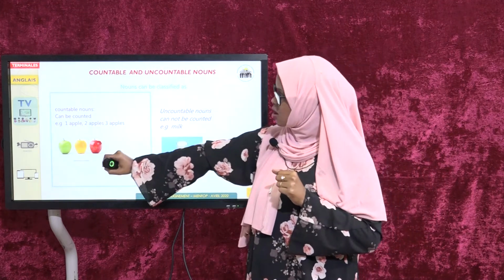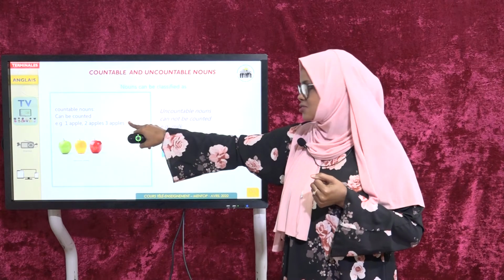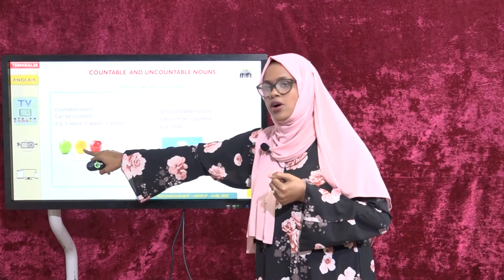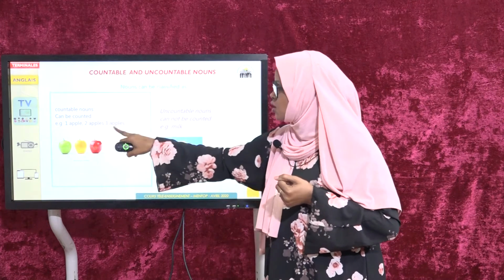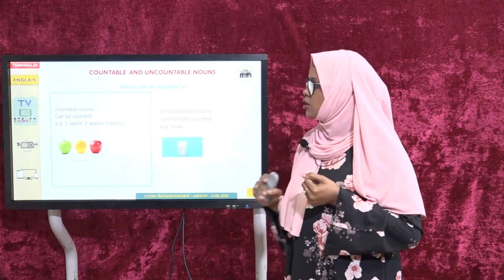Let's look at the example. 1 apple, 2 apples, 3 apples. We can count 1 apple, 1 plus 1, 2 apples, 1 plus 2, 3 apples. We can count them. That's why we call them countable.